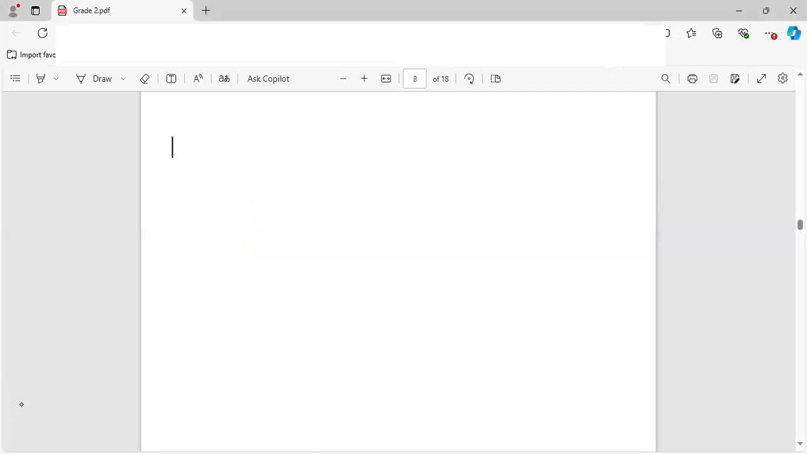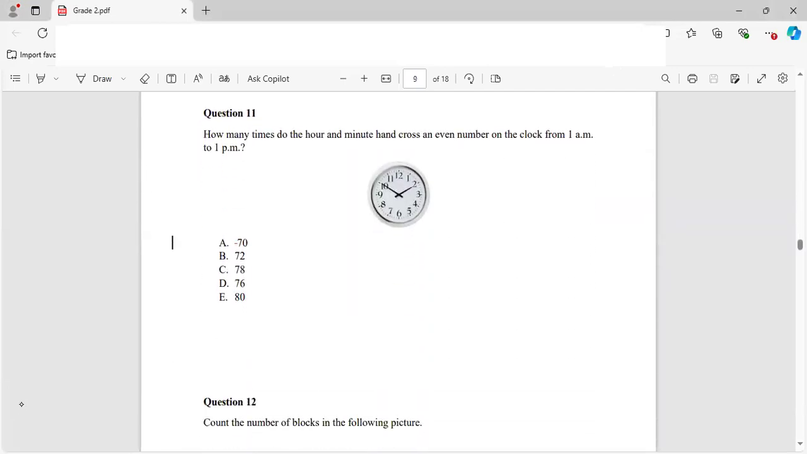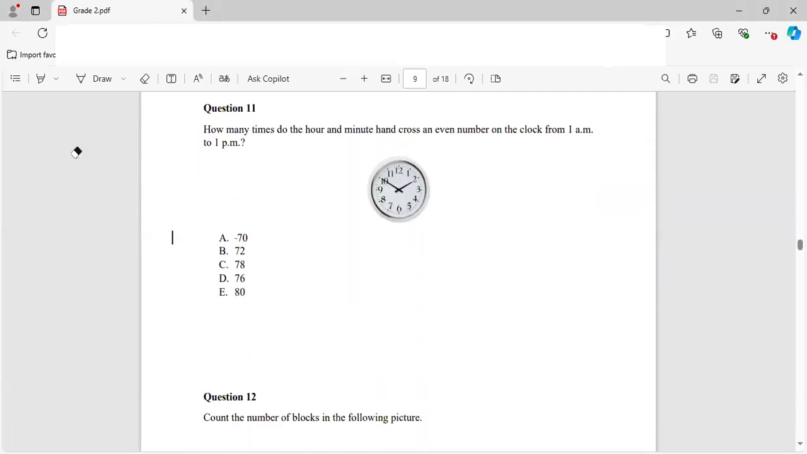Let's move to question number 11. How many times do the hour and the minute hand cross an even number on the clock from 1 a.m. to 1 p.m.? So 1 a.m. to 1 p.m., the difference is 12 hours. Now there are 12 numbers here from 1, 2, 3 until 12. So there are 12 numbers. Out of that, 6 are even numbers.